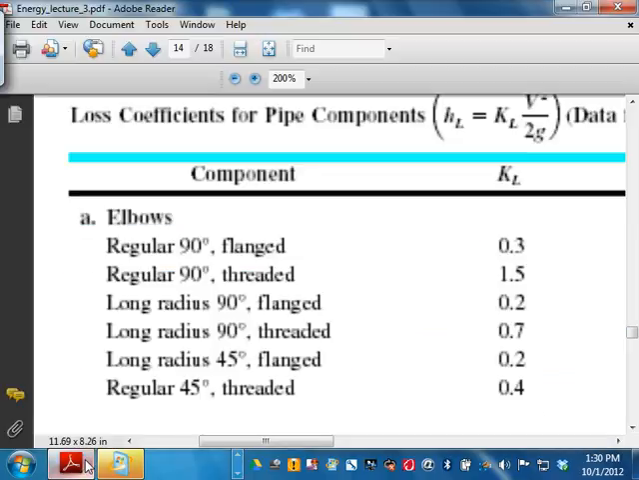Okay, so obviously, as you see, the regular and the long radius, the long radius is a lot shorter, the minor losses is less. If you have a very sharp corner, obviously the losses is more, the flow has to make an abrupt turn. If you make it gradually turn, then the losses is less.